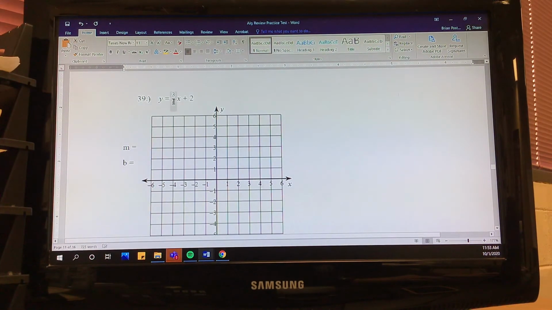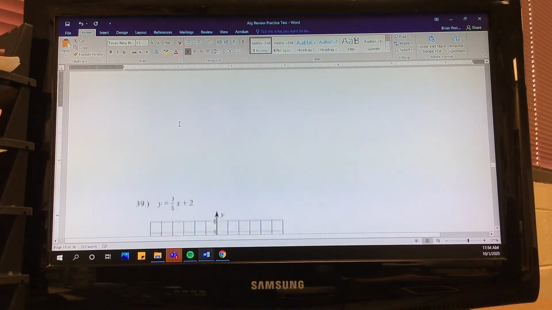What is my m? M is slope. M is this right here. So I'm just going to write that right there. 3/5. What's my y-intercept? It's right here. It's a positive 2. So I'm going to write a positive 2. Now with this information, we can graph. So I'm going to grab a point from up here.